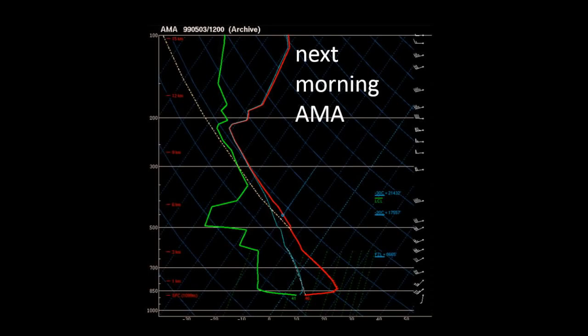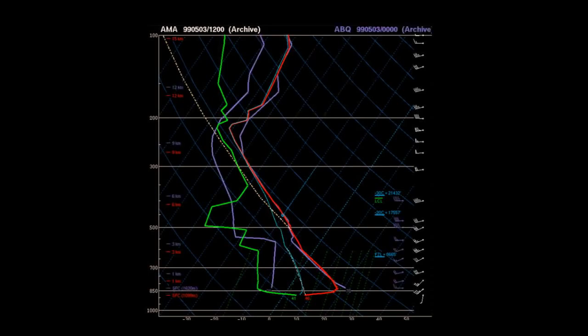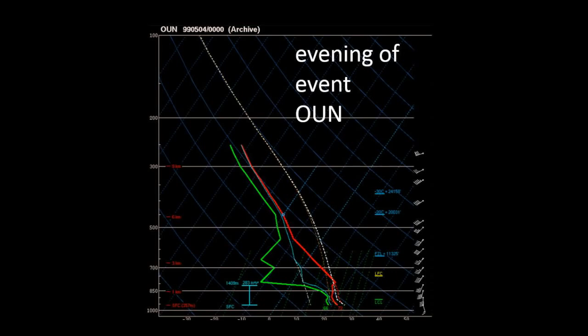Now here's Amarillo the following morning. The flow is generally out of the west in that layer. And if you look at it, the lapse rates in that layer just below 500 millibars to just above 850 millibars are pretty similar. So what we're doing is we're transporting the mixed layer from Albuquerque out over the high plains.